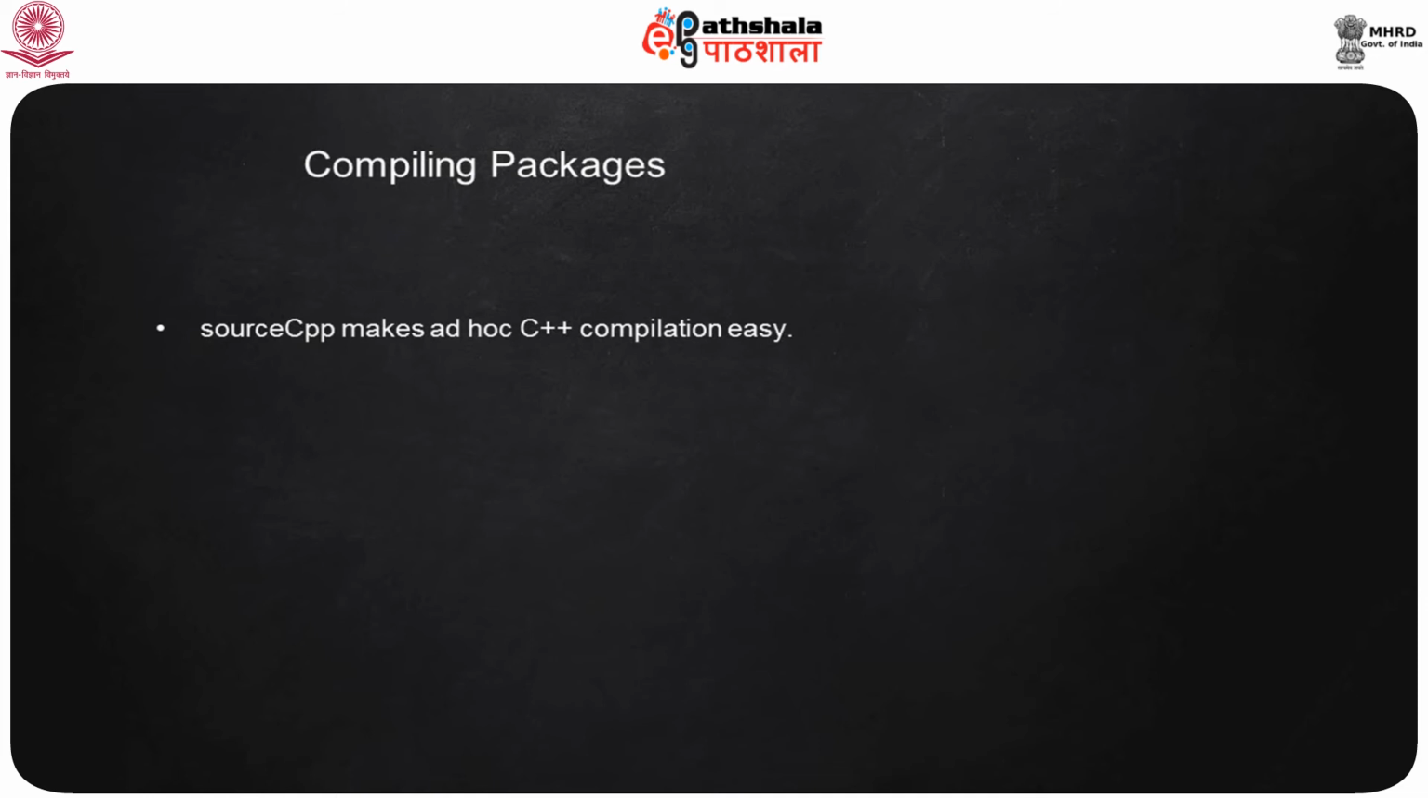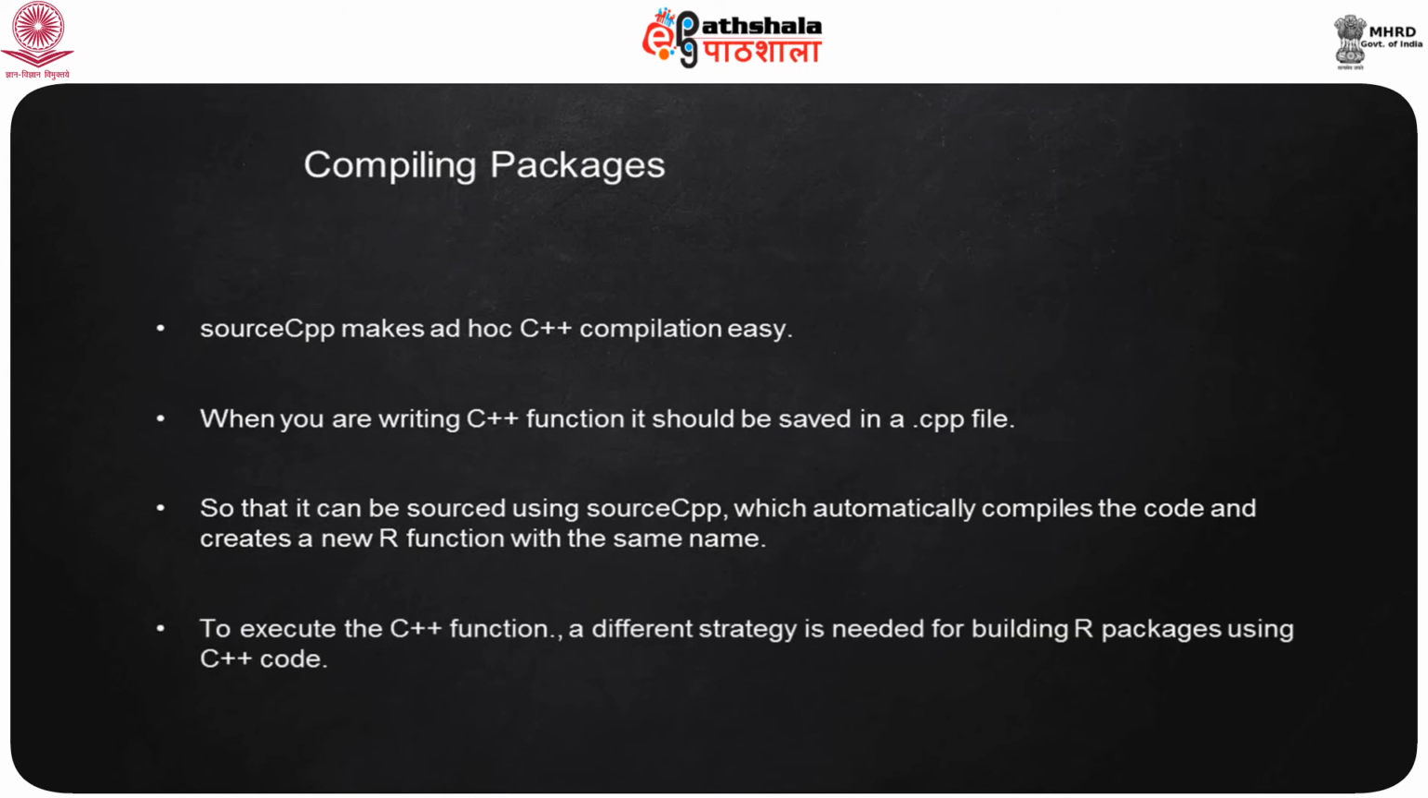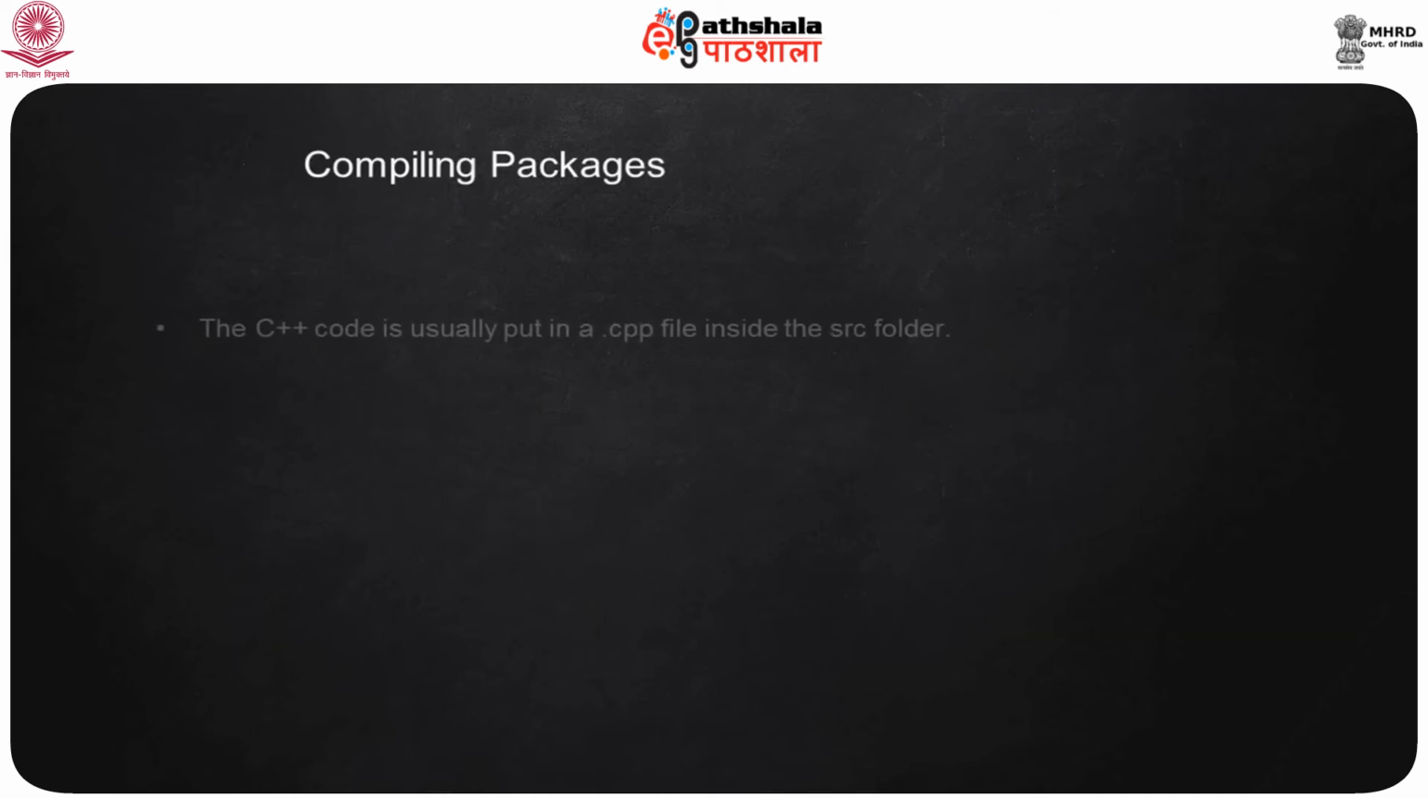sourceCpp makes ad hoc C++ compilation easy. When you are writing a C++ function, it should be saved in a .cpp file so that it can be sourced using sourceCpp, which automatically compiles the code and creates a new R function with the same name. To execute the C++ function, a different strategy is needed for building R packages using C++ code. The C++ code is usually put in a .cpp file inside the src folder.